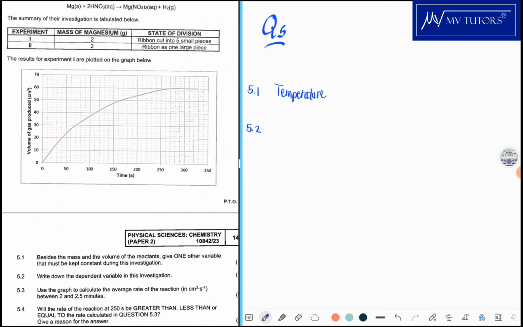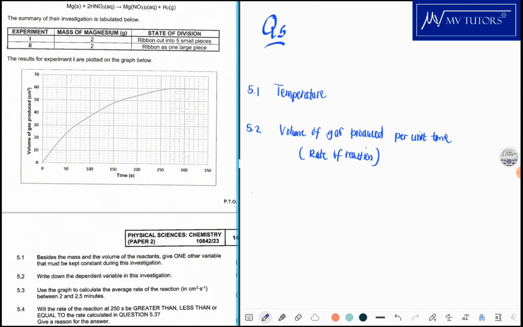So you could say volume of gas produced per unit time. Or simply put, really, rate of reaction. That is the dependent variable.